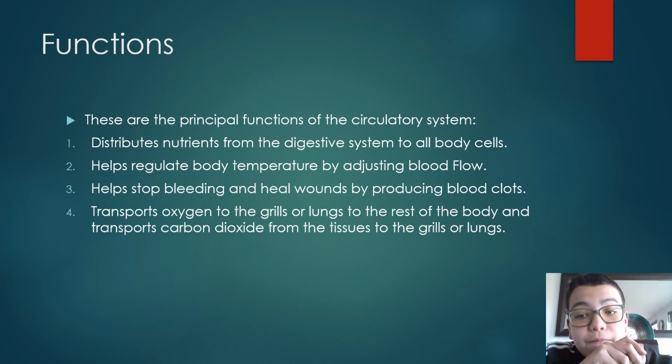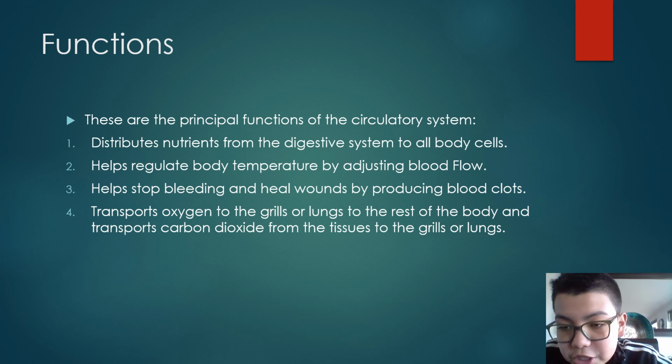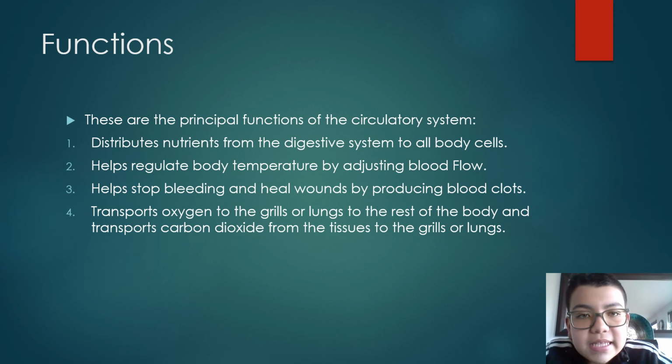And finally, you have functions. Typically, we work with 7 functions, but we're going to learn 4 functions. The first function is that the circulatory system distributes the nutrients from the digestive system to all body cells.